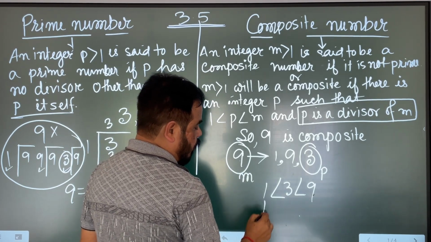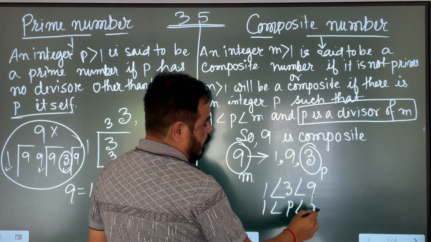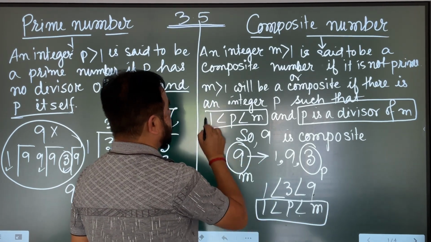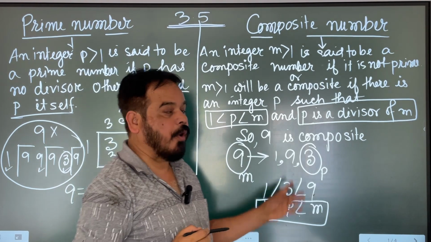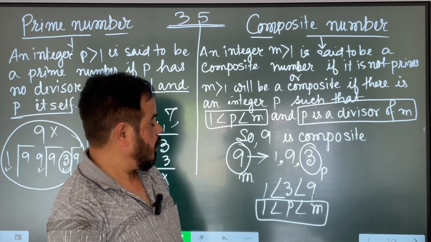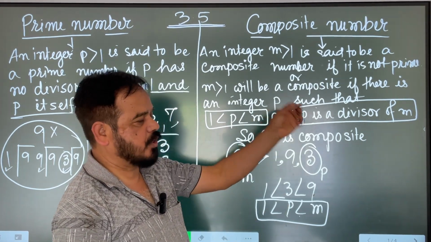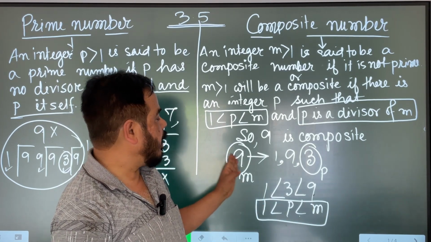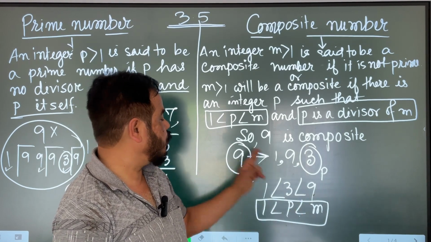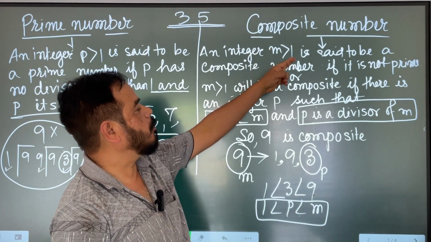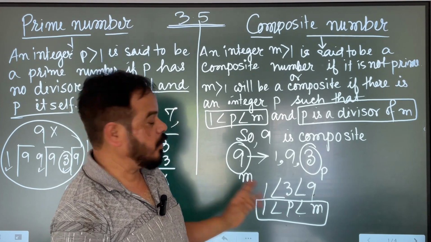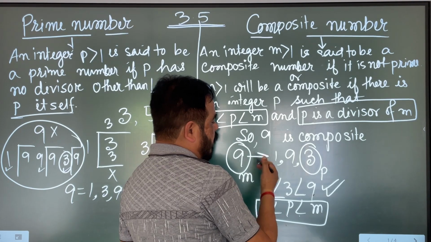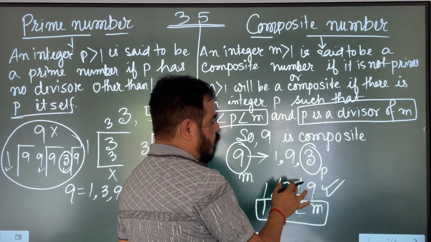So we can write this way now. This condition exists for composite numbers. So p, whatever number we get extra, should be greater than 1 and smaller than the number itself. That means m is what? M is a composite number. This condition you have to remember. And when you get the numbers, then automatically it comes out.